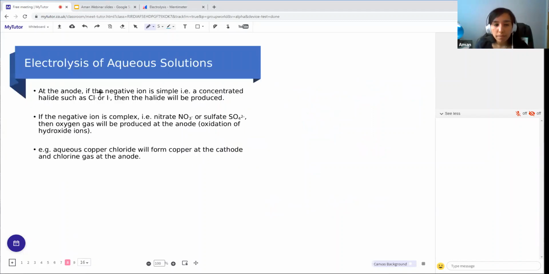So at the anode then, this is a little bit more tricky to understand. If the negative ion is simple, which basically means if it's a halide ion, then the halide will be produced. So if we have chloride ions or iodide ions on there, we will form chlorine or iodine. If the negative ion is complex, something like nitrate or sulfate, then oxygen gas will be produced at the anode. And so we get oxidation of the hydroxide ions. Remember I said that water splits up into hydrogen and hydroxide. This hydroxide ion will lose an electron to form oxygen gas. So that's what happens when the hydroxide ions become oxidized at the anode.